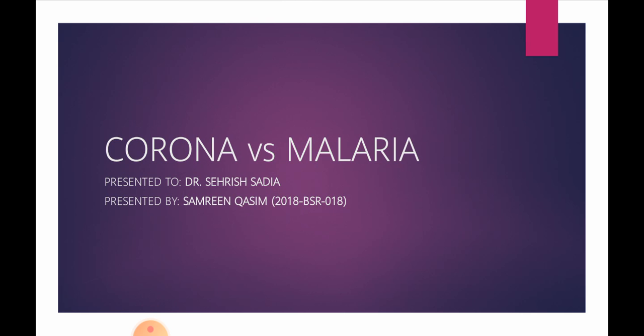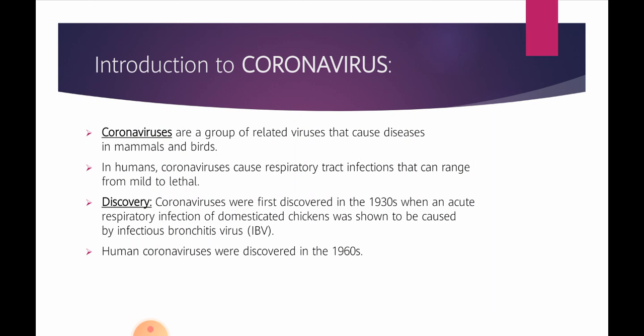My topic is coronavirus and malaria. What is corona? Corona are a group of related viruses that cause disease in mammals and birds. In humans, coronaviruses cause respiratory tract infections that can range from mild to lethal.